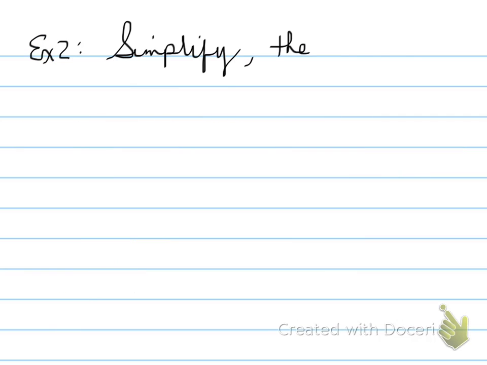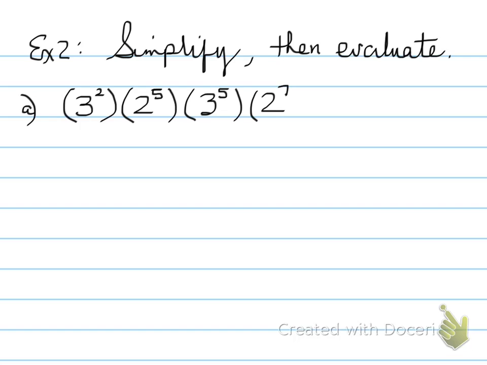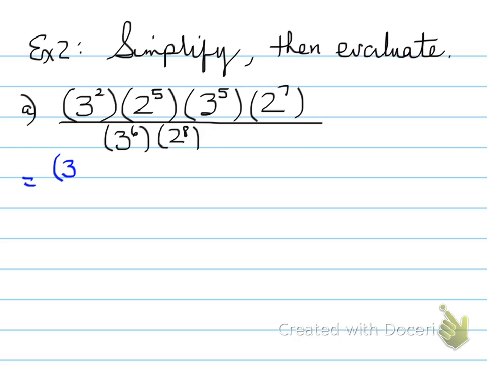Next, example 2. Simplify, then evaluate. 3 to the power 2 times 2 to the power 5 times 3 to the power 5 times 2 to the power 7 over 3 to the 6, 2 to the 8. What do you do here? Well, it's important to combine the things that are similar. So 3 to the power 2 and 3 to the power 5 in the numerator turns out to be 3 to the 7. And 2 to the 5 and 2 to the 7 turns out to be 2 to the 12.